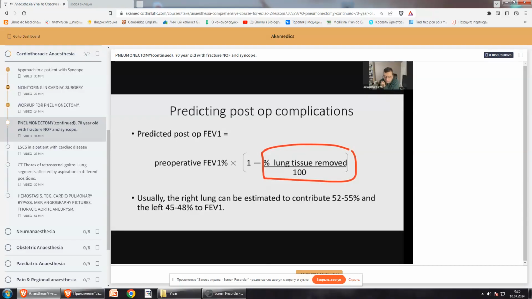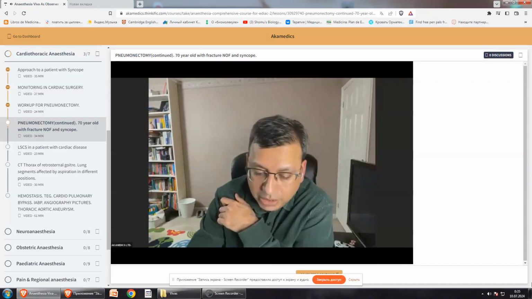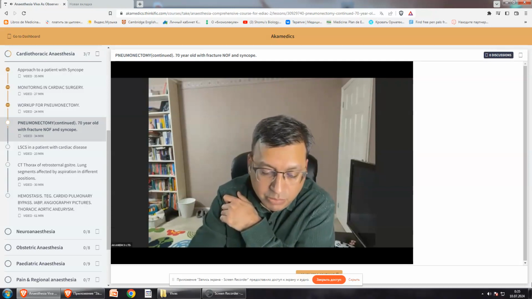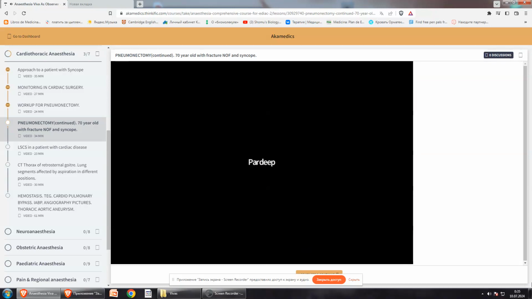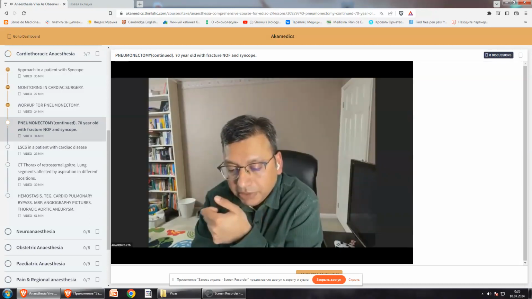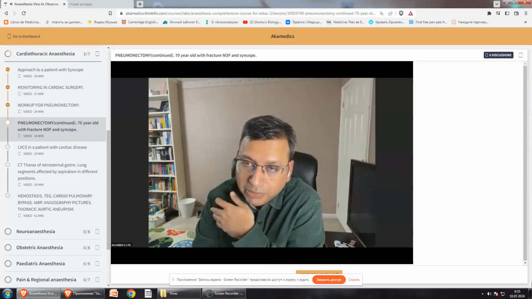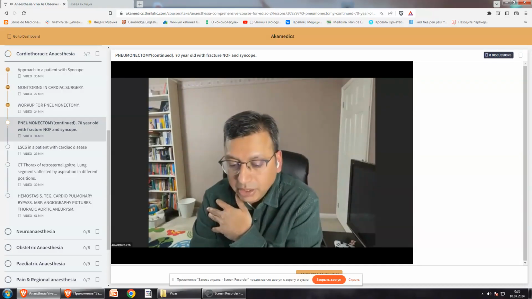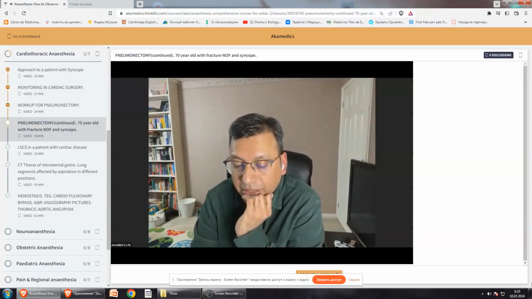So you work out the fraction removed, and then you work out how much is the predicted FEV1. Based on that percentage, you will be able to predict: if the predicted FEV1 is greater than 40%, then you can extubate the patient in the operating room, making sure that the patient is warm, alert, and pain-free.